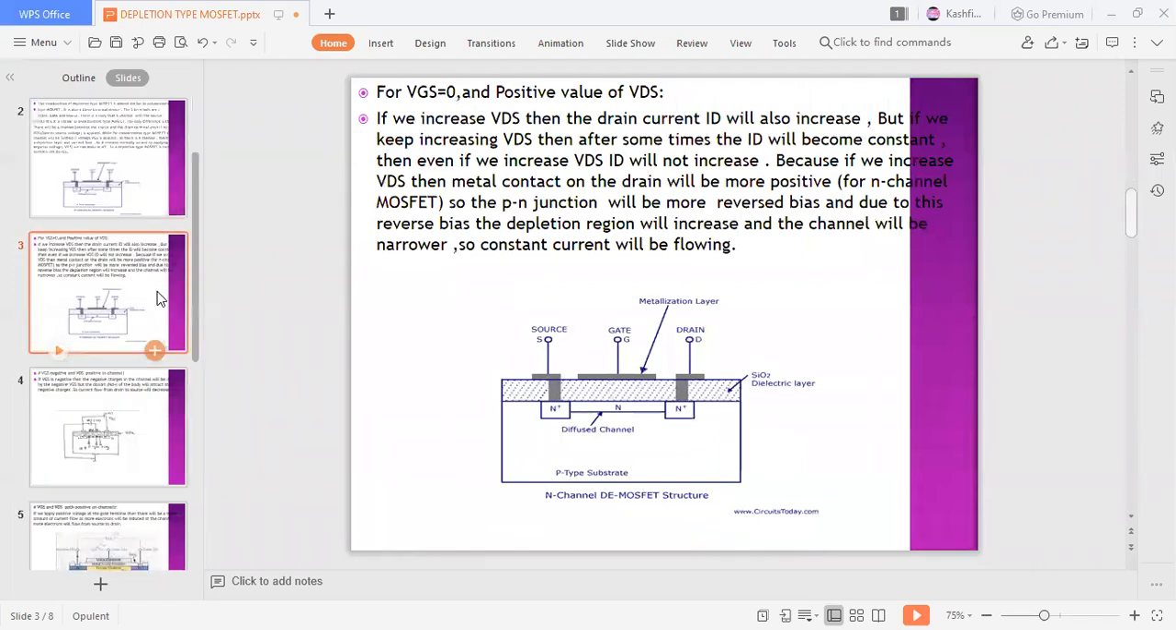Now for VGS equals 0 and positive value of VDS, if we increase the VDS, then the drain current ID will also increase. But if we keep increasing VDS, then after some time the ID will become constant. Even if we increase VDS, ID will not increase, because if we increase VDS, then the metal contact on the drain will be more positive for n-channel MOSFET. So the PN junction will be more reverse biased, and due to this reverse bias, the depletion region will increase and the channel will be narrower. So constant current will be flowing.